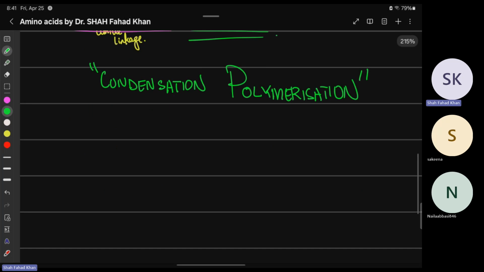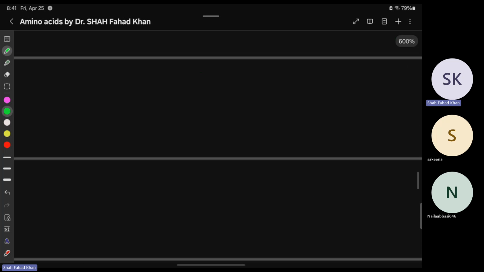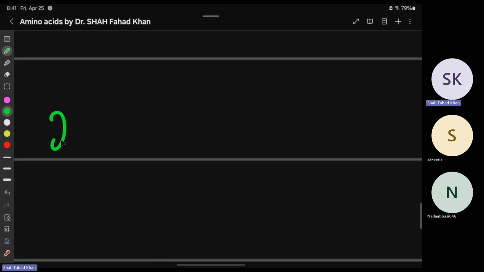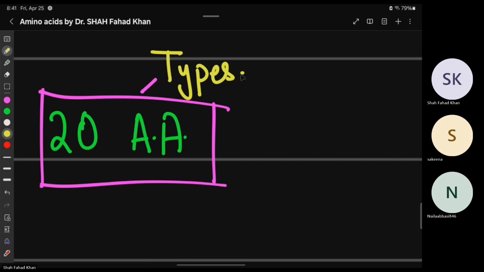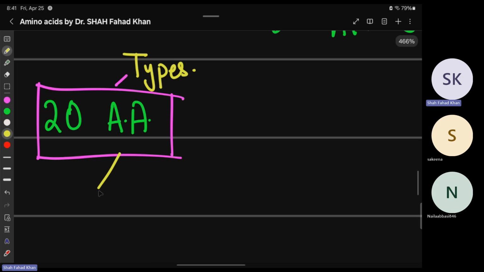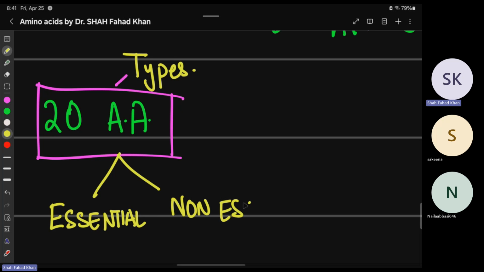Now we have certain amino acids in our body. Okay? We've got 20 amino acids in our body which are being used to form proteins. In nature, you have more than 20, but the ones that we have in our body are of 20 types only. 20 different types of amino acids. Okay, these are the basic types. These 20 types of amino acids are subdivided into 2 categories. Does anyone know what those 2 categories are? Essential and non-essential. Good. So what's the difference between essential and non-essential amino acids?